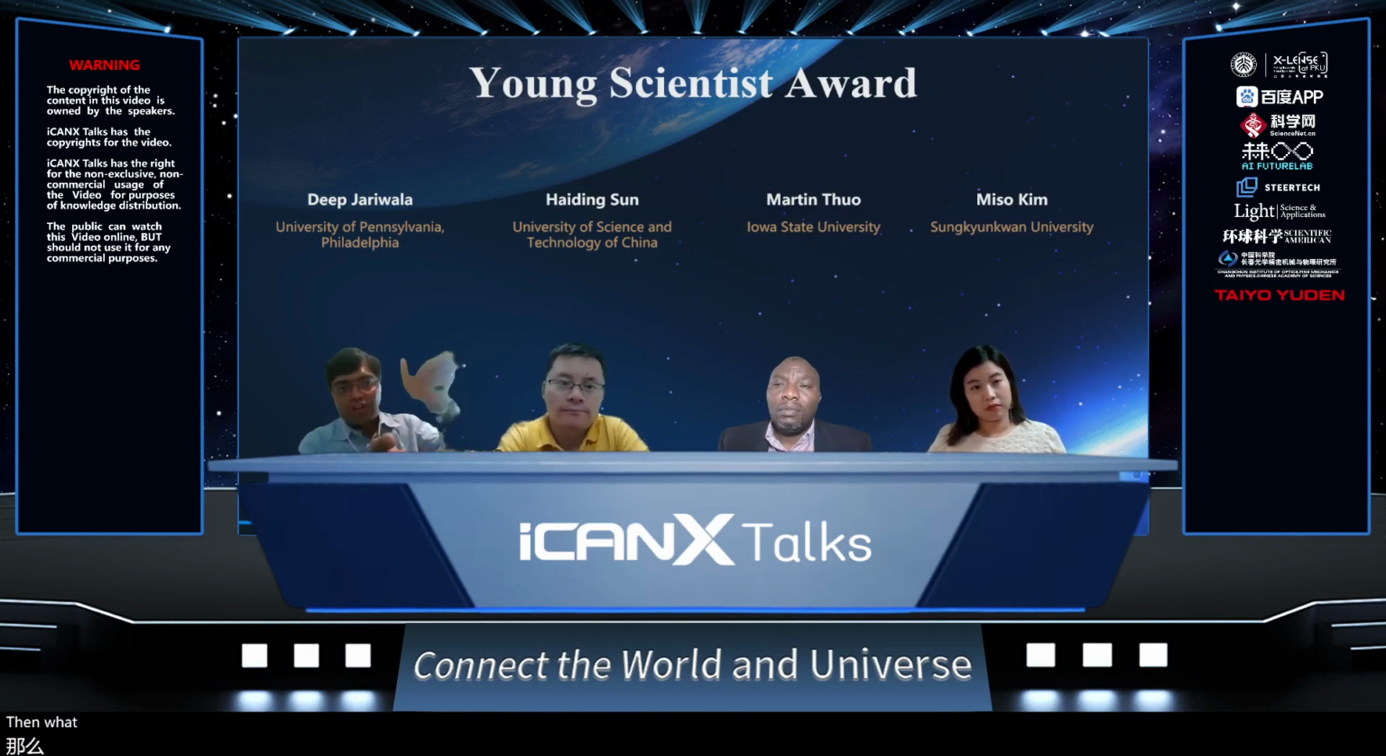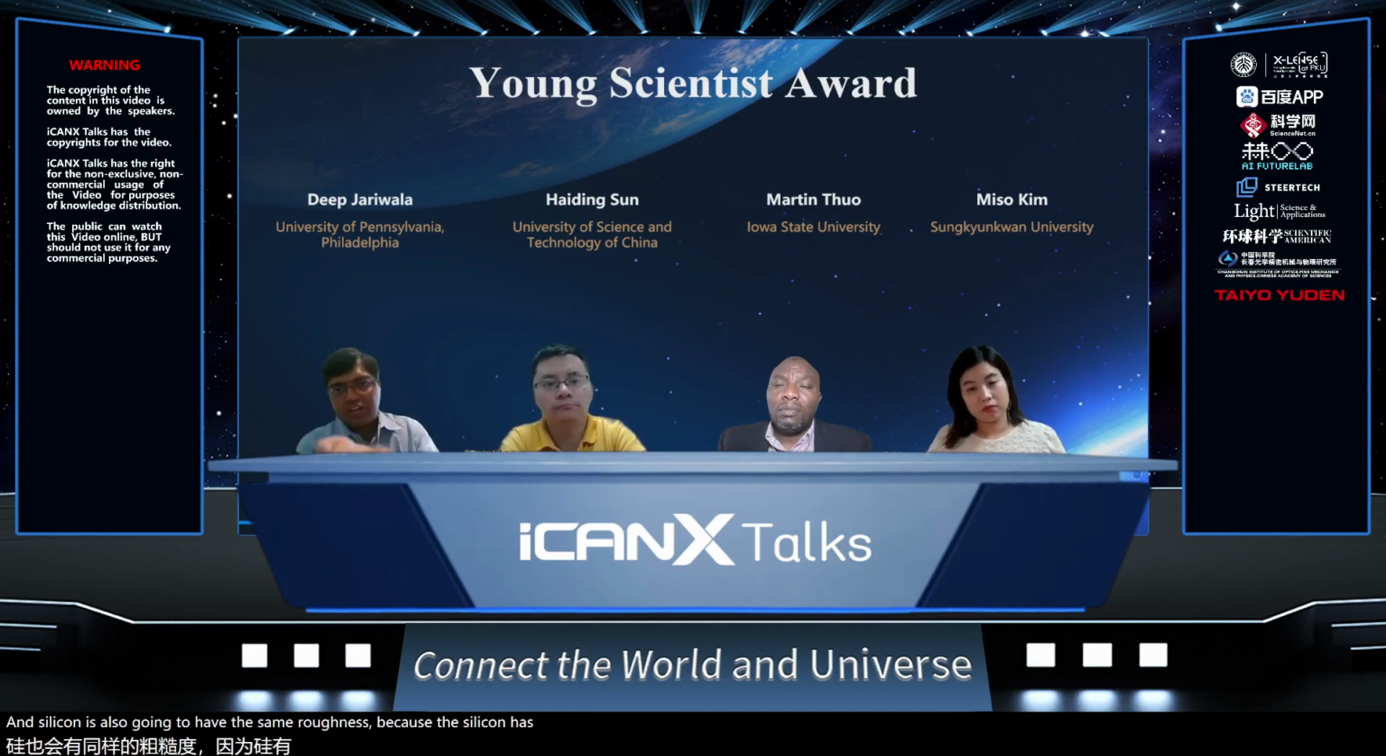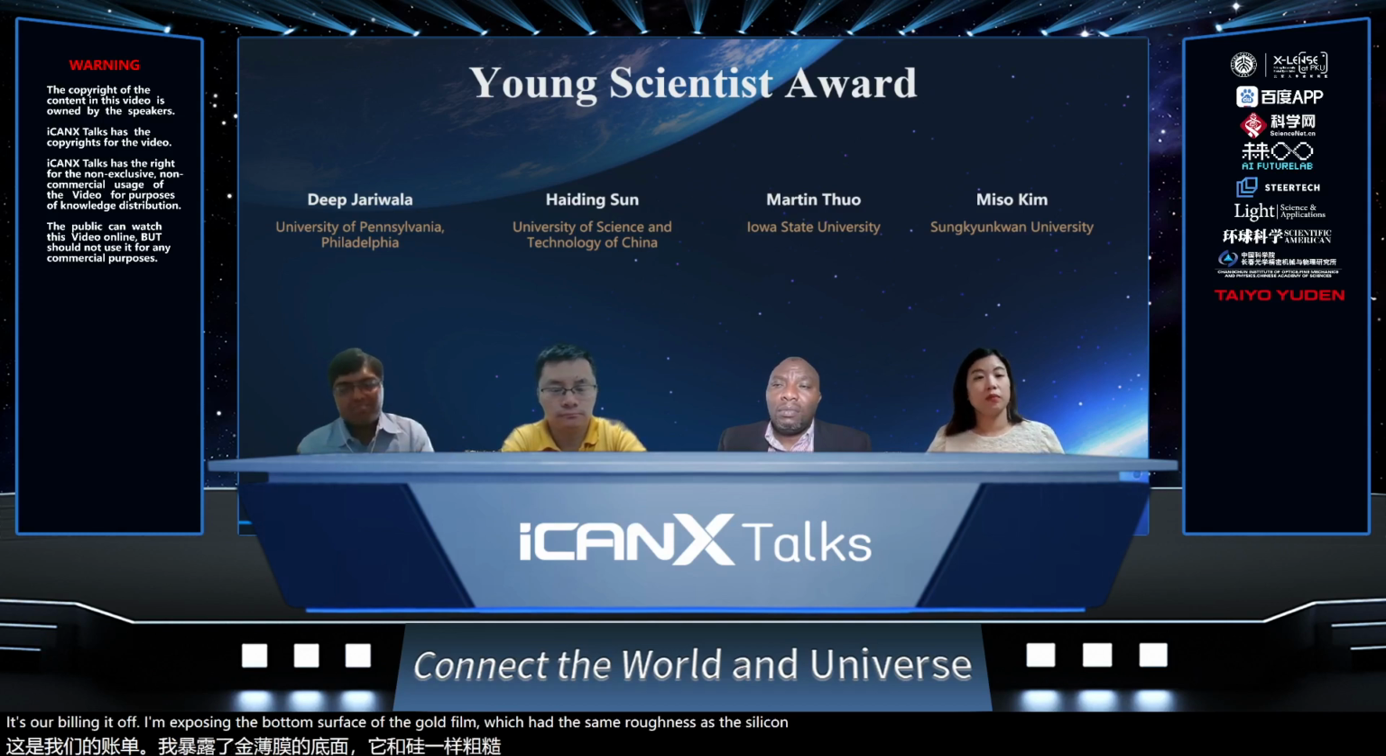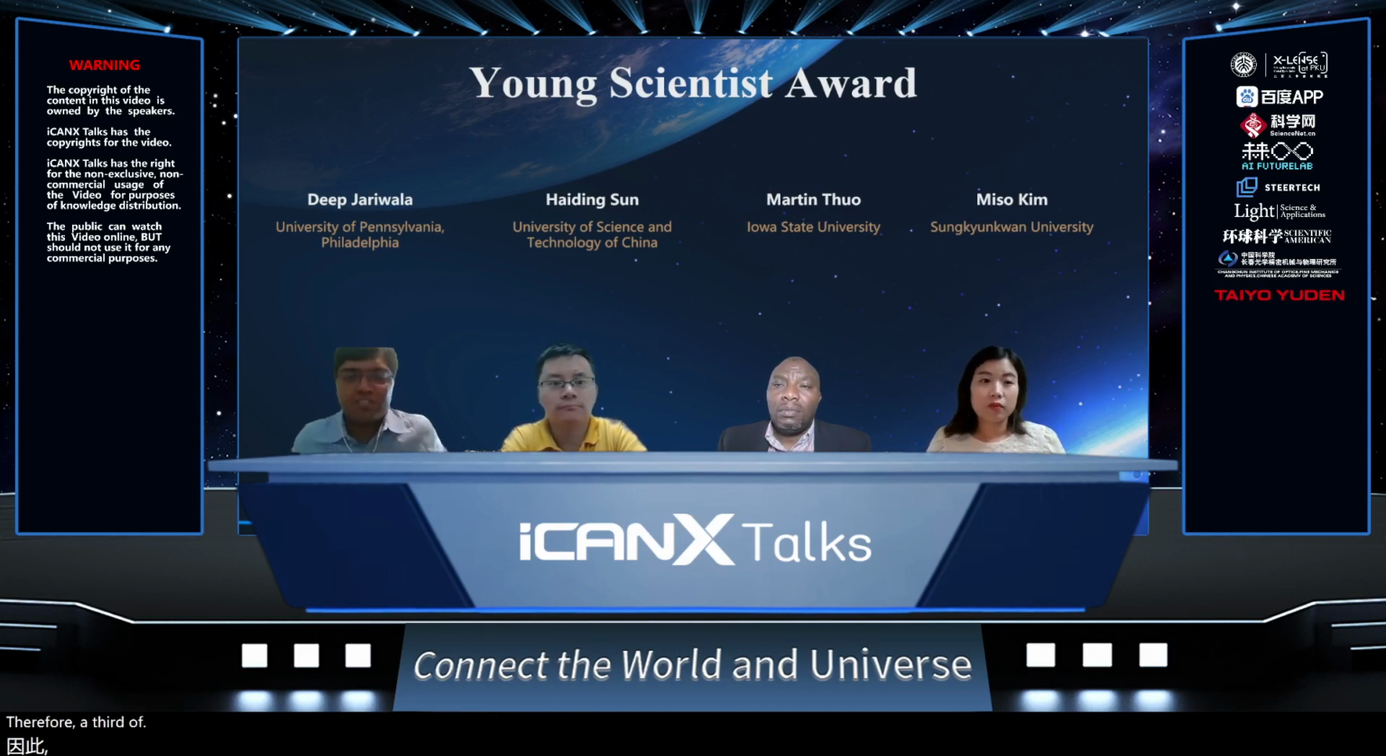Then whatever film is going on top of it, the bottom surface of that film and the silicon is also going to have the same roughness, right? Because the silicon has transferred its surface roughness to the bottom surface of the gold film. All I'm doing is peeling off this gold film now. If I'm peeling it off, I'm exposing the bottom surface of the gold film, which had the same roughness as the silicon. So therefore, the roughness is so smooth.